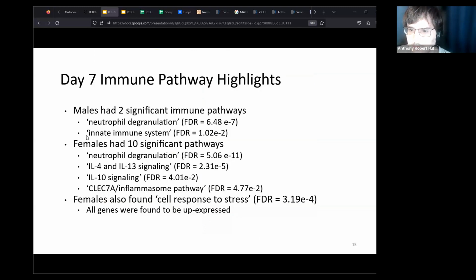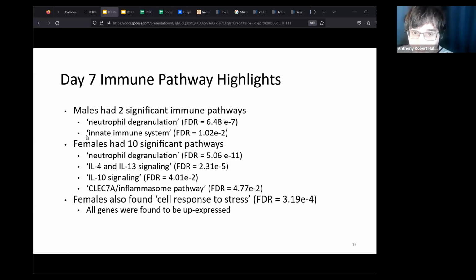So again, I want to point out some of the significant pathways that we found for males. I mostly listed children of specific terms because I didn't want to list out immune system, innate immune system, etc. for females. And while we both see neutrophil degranulation popping up as being significant, more so for females than males, we're also seeing interleukin-4 and 13 signaling, interleukin-10 signaling, and an inflammasome pathway response. However, separate to all the immune response, we also quite clearly found that females have a specific relation for cellular response to stress.